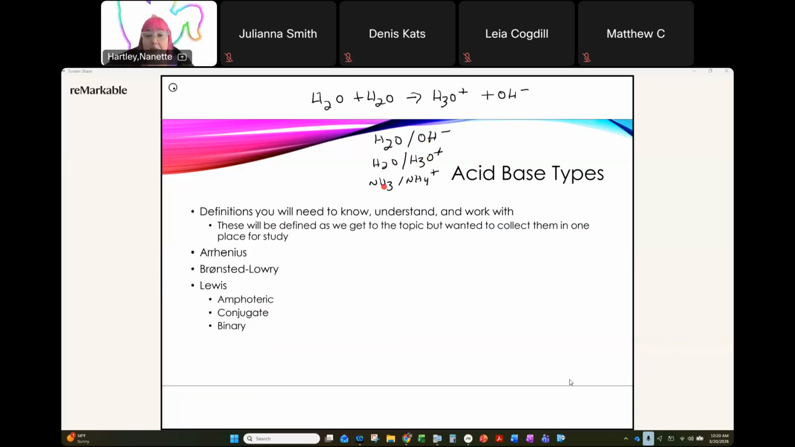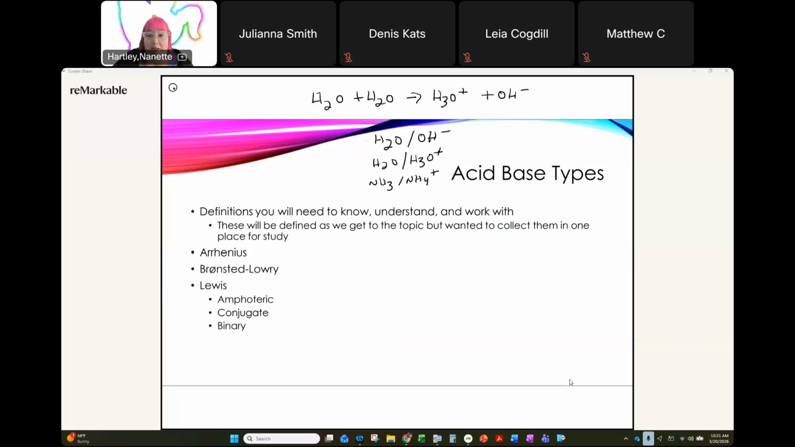In this case, this is the base. I know that NH3 acts as a base. It can pick up a proton to become NH4 plus, which then is the conjugate acid. Okay, so you need to be able to identify those conjugates. We'll talk about that quite a bit. There'll be questions about what is the conjugate of this, what is the conjugate of that.